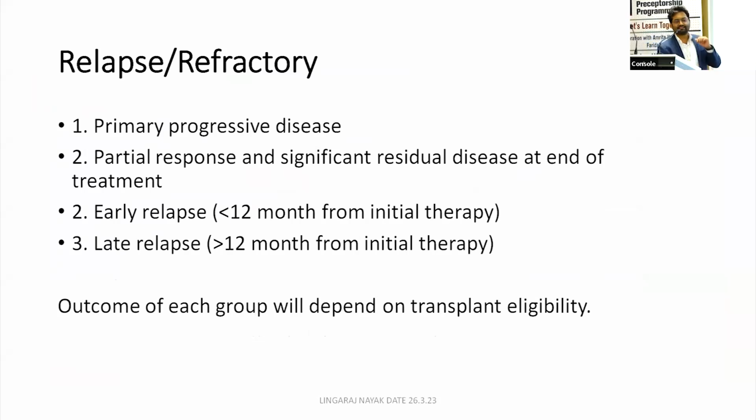The outcome of each category will again depend on whether they are eligible for transplant. So a 65-year-old with primary progression and PS3 is not the same as a 40-year-old with primary progression who is fit, right? Both will be different and the outcomes will be different.